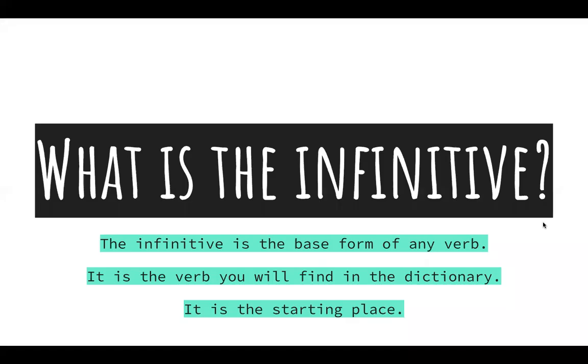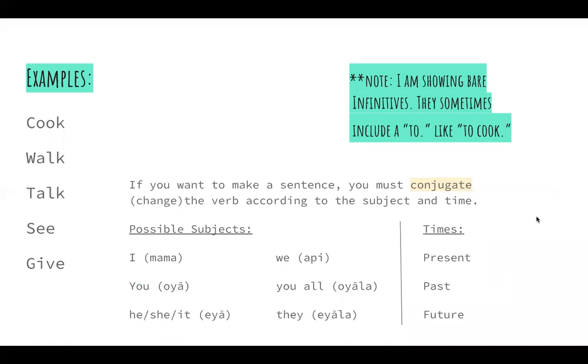Okay, so what is the infinitive? The infinitive is the base form of any verb. Okay, so this is the verb that you will find in the dictionary. It is the starting place for any verb. So, cook, walk, talk, see, give, those are all base forms, infinitive forms.